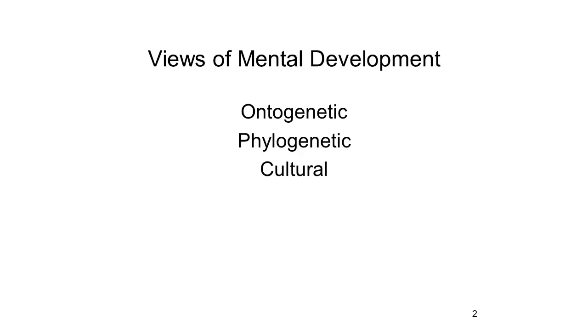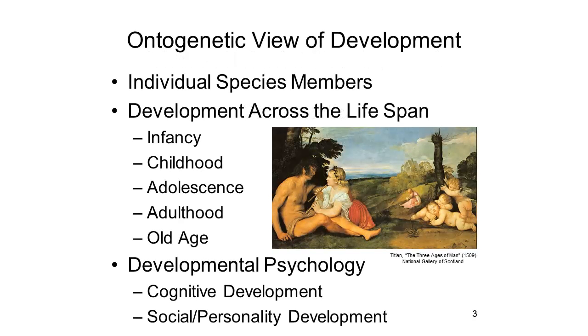In addressing questions of mental development, psychologists tend to take one of three general views: the ontogenetic, the phylogenetic, and the cultural. The ontogenetic view has to do with the development of the individual human being. From the ontogenetic point of view, we want to trace the development of mind and personality across the lifespan of the individual, from birth through infancy, childhood, adolescence, and adulthood, right through to old age and death.